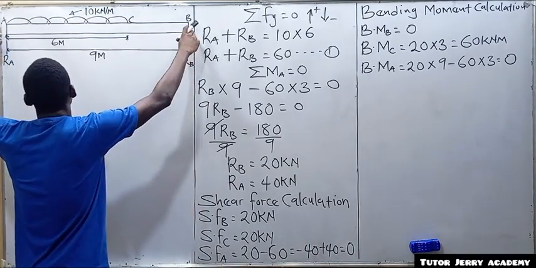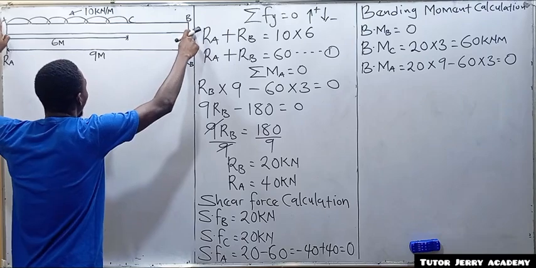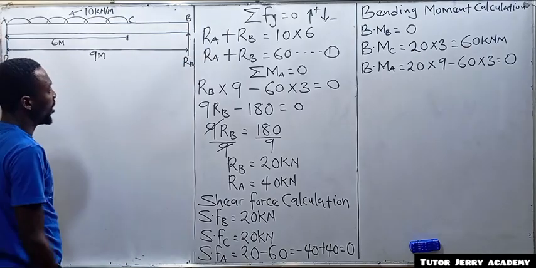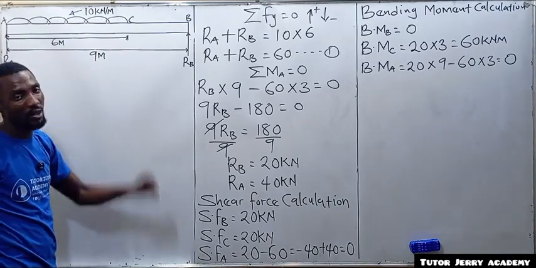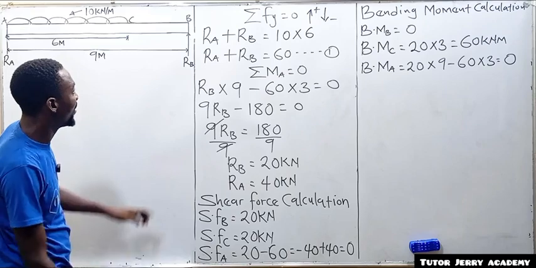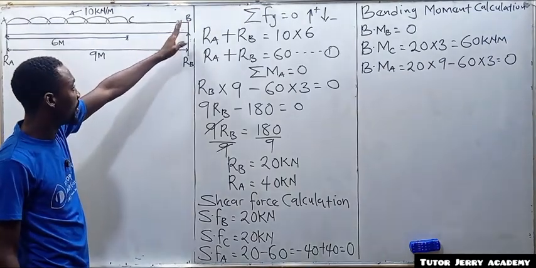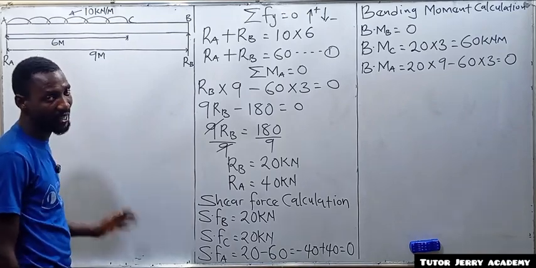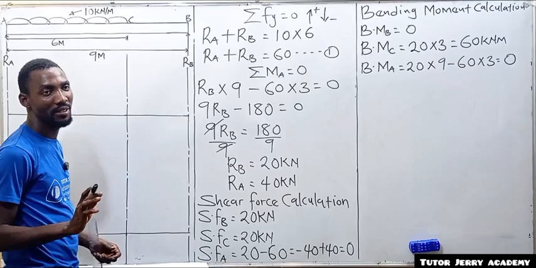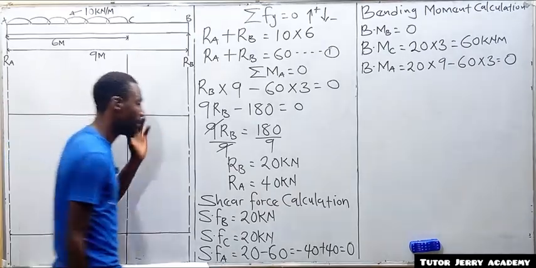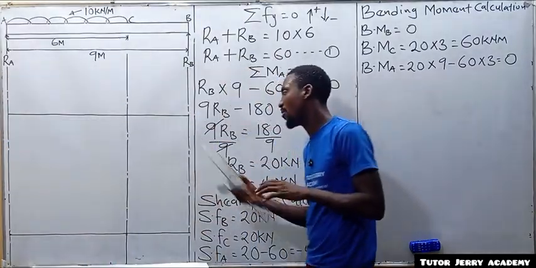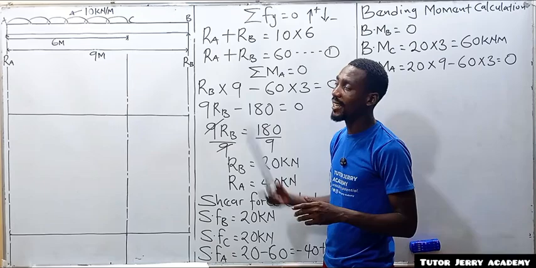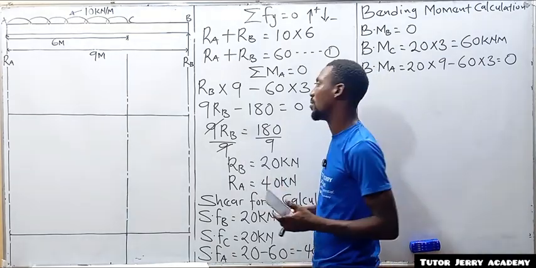Normally I am not supposed to calculate this, because I have already told us that for a simply supported beam, the bending moment at both ends is 0. Is that clear? All right, so now we are going to draw the shear force and the bending moment diagram. Everywhere that we have points, we are going to draw a dotted line downward. So this is our reference line for our shear force, and this is the reference line for our bending moment. Above the line is positive and below is negative.